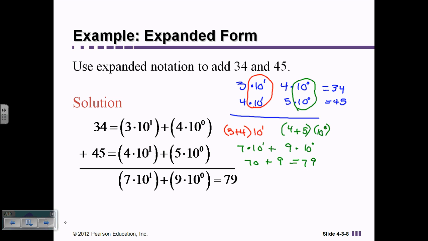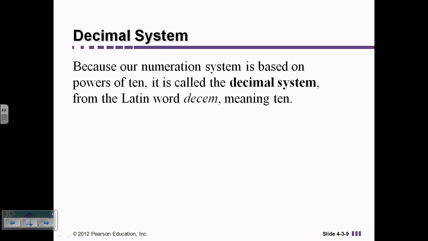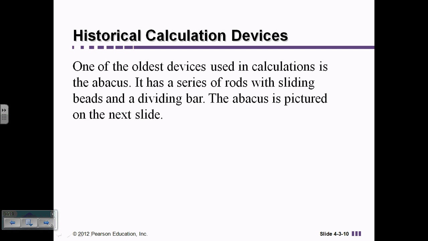And that's what this is just explaining to you again. Our system is a base 10 system, so we refer to it as the decimal number system. And again, deci comes from the Latin word for 10, but we refer to it as the decimal number system, which is also the Hindu Arabic number system.